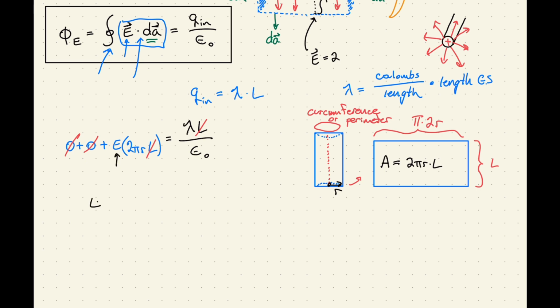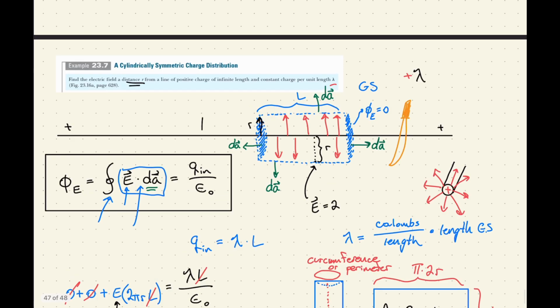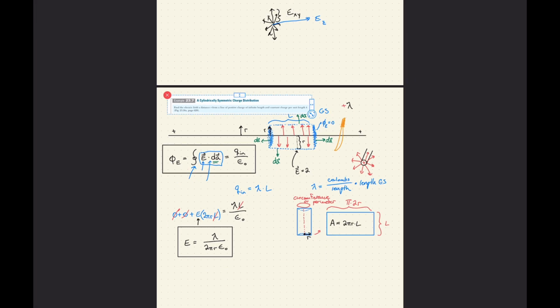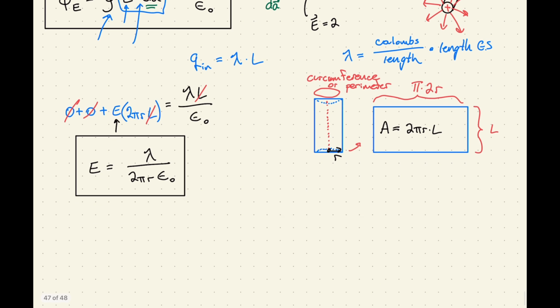So if you move this 2 pi r onto the other side, what we get is 2 pi r epsilon naught. On the top we have lambda. So this is the answer for the electric field a distance r away from a charged wire with linear charge density lambda.